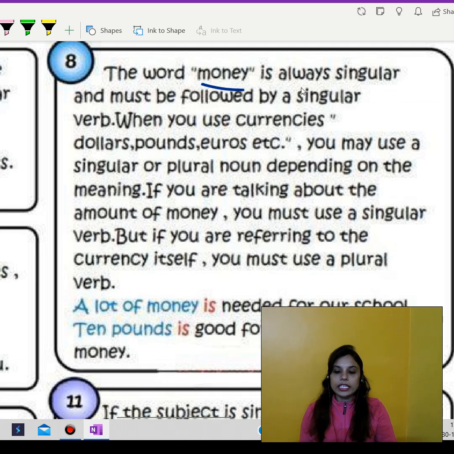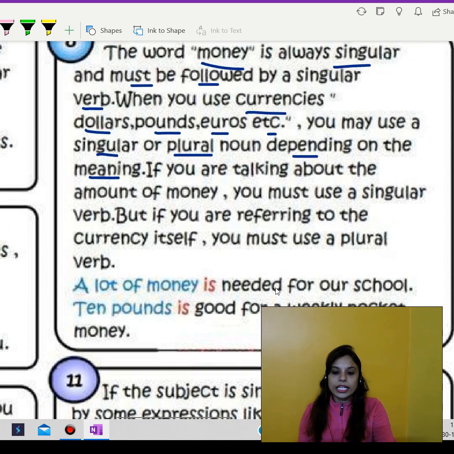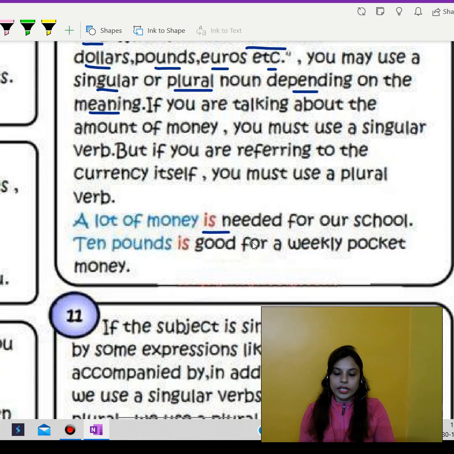The word money is always singular and must be followed by a singular verb. When you use currencies, dollars, pounds, euros, etc., you may use a singular or plural noun depending on the meaning. So, if you are talking about the amount of money, you must use a singular verb. But if you are referring to the currency itself, you must use a plural verb. Like, a lot of money is needed. £10 is good for a weekly pocket money.